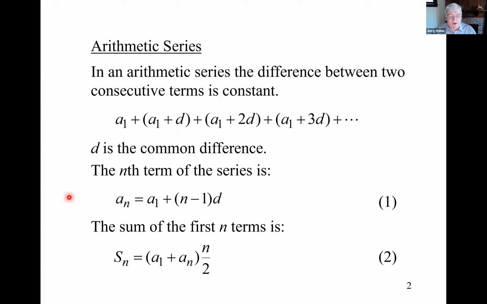Now expression 1 gives you the nth term of the series. And it's quite obvious how this works. You see here, for the fourth term of the series, 1, 2, 3, 4, you have actually here the number 3. So it's n minus 1. So you have the initial term A1, and then you add 3 times d.